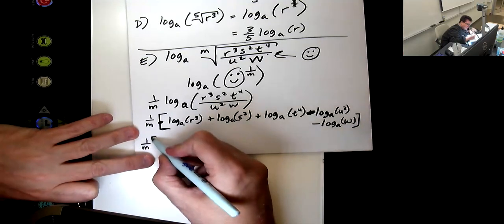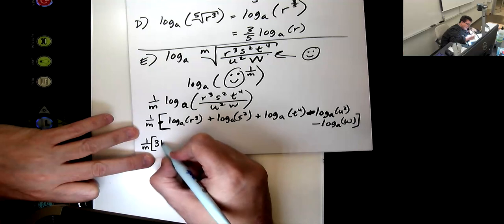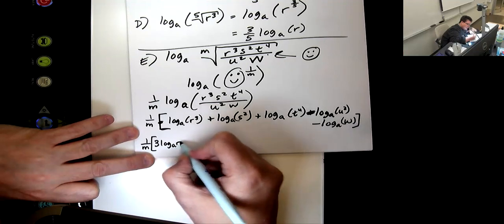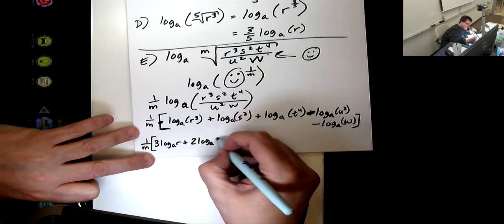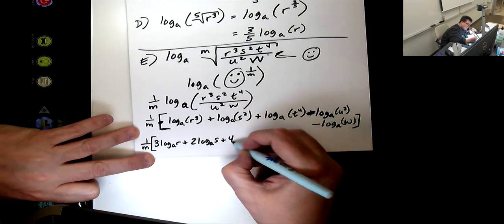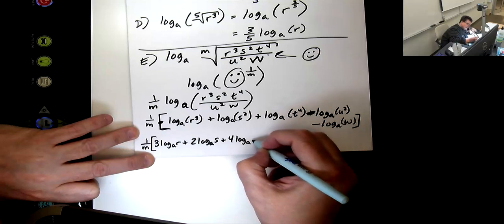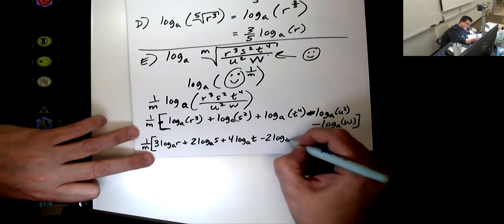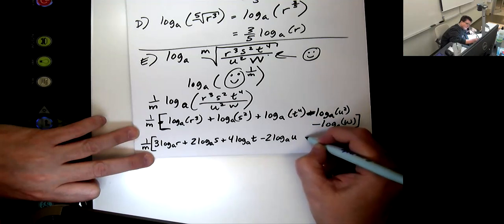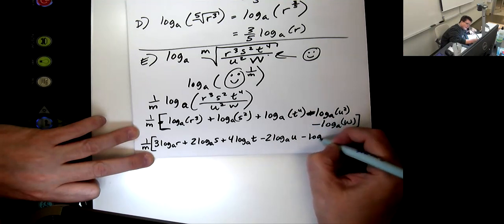Finally, we pull the exponents down, and I got 3 log A of R plus 2 log A of S plus 4 log A of T minus 2 log A of U minus log A of W.